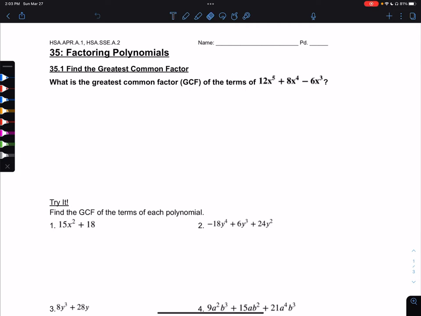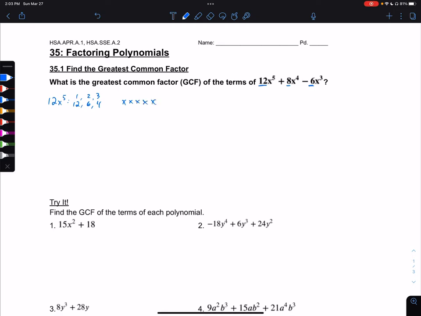So what we want to do is look for a common factor first with the numbers, the coefficients. So I'm going to take the number 12, I'll write the whole thing, so 12x to the 5th. And I want to list any numbers that go into 12. And usually I pair them off so that I stay organized. So 1 times 12, 2 times 6, and 3 times 4. And then x to the 5th means that there are 5 x's, so we're going to write those out.